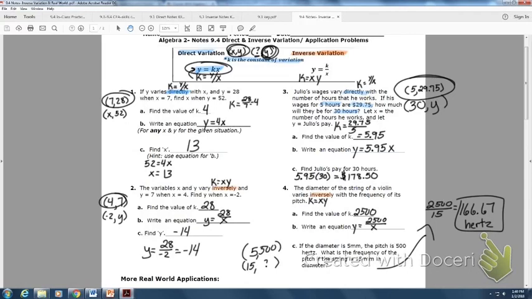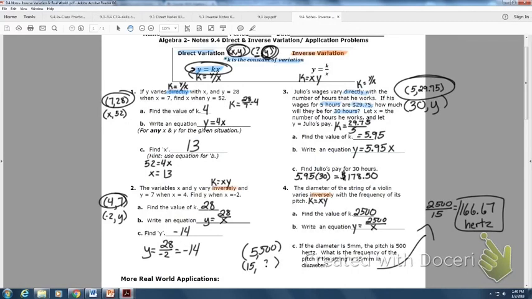So that's just a quick summary of both direct and inverse variation. If you have any questions over this, you need to come in and get help. This is something that you have already been taught. We're just trying to kind of knock the dust off of it here, because you will see problems like this on your test coming up.